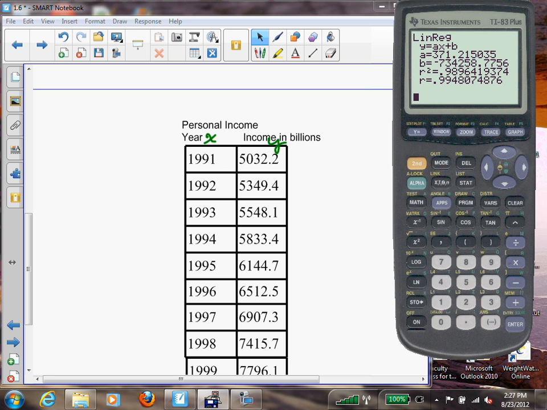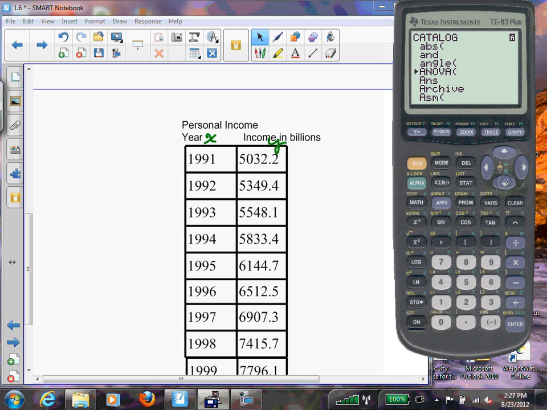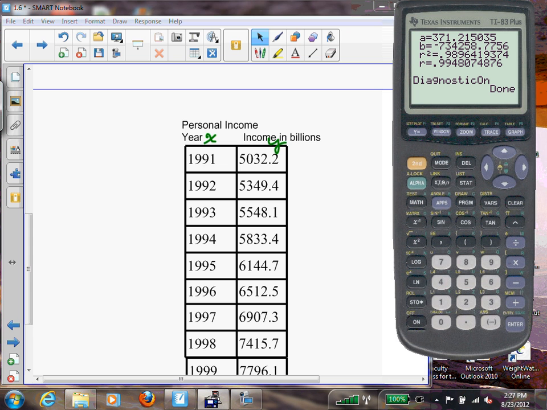See the 0 button? See how there's that yellow key that says catalog? We want to get to that. So go to second catalog. You should have a big list of things. What we want is the word diagnostics on. So go all the way down. Is it diagnostic off, diagnostic on? Go down to the diagnostic on one and hit enter. And hit enter again, and it'll tell you that it's done. Okay, let's go back and redo this.